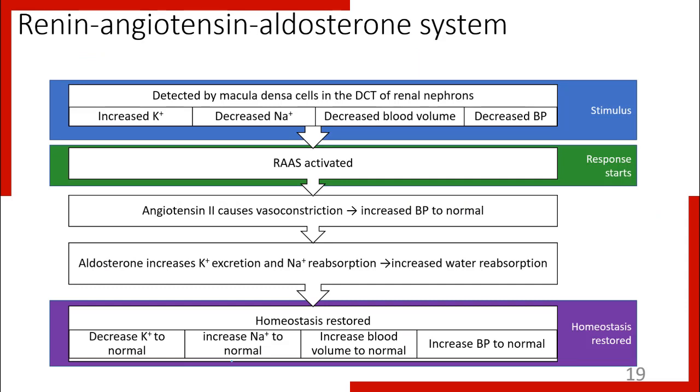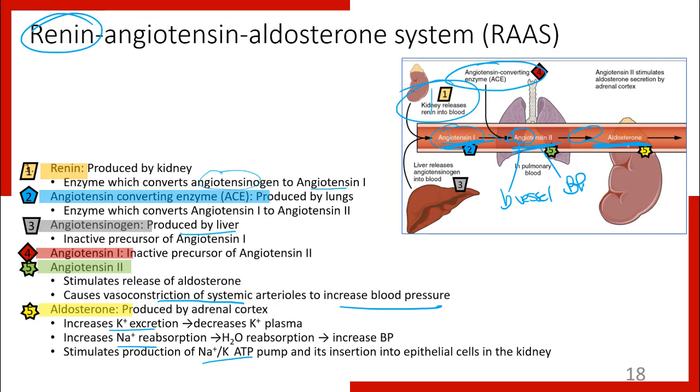The next slide basically shows how the renin, angiotensin, aldosterone work. So there are a few different stimuli that can trigger the renin, angiotensin, aldosterone system. These triggers are detected by the macula densa cells in the distal convoluted tubules in the kidney. So the stimuli can be either increased potassium levels in the blood or in the renal tubules, decreased sodium in the renal tubules, decreased blood volume, or decreased blood pressure. Any one of them can trigger the renin-angiotensin-aldosterone system. And so once that's activated, it goes through the process that's highlighted over here.